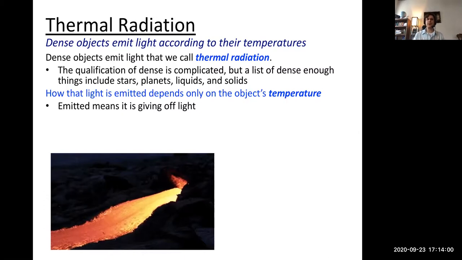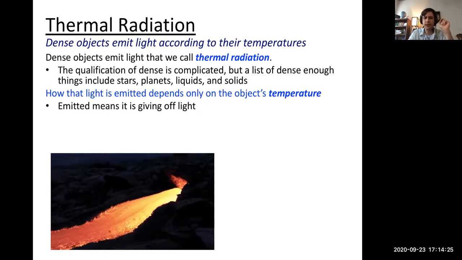How those dense objects are going to be emitting light, how that thermal radiation is given off, all of that is determined by only one thing. You only have to worry about one thing if you're talking about thermal radiation, and that is the object's temperature. The temperature tells you everything that you need to know. How dense objects emit light is determined solely by their temperature.